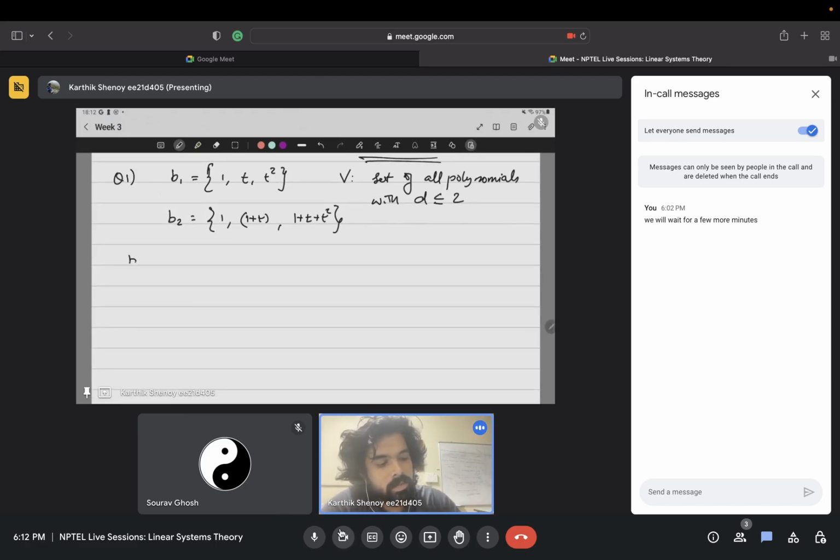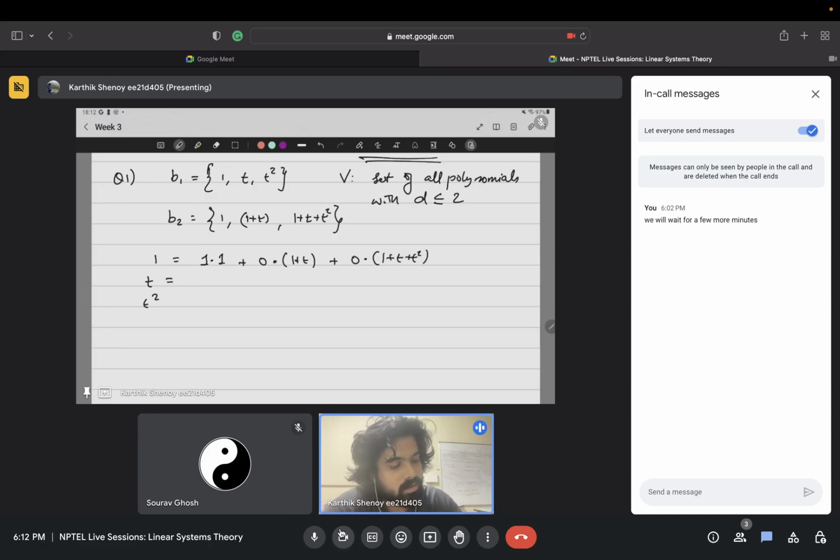So first I write B1 as the transformation matrix times B2. Okay, so the transformation matrix in this case, 1, t. So I need to write these coordinates in terms of these coordinates. So what I will do is, this is nothing but 1 times 1 plus 0 times 1 plus t plus 0 times 1 plus t square, correct.